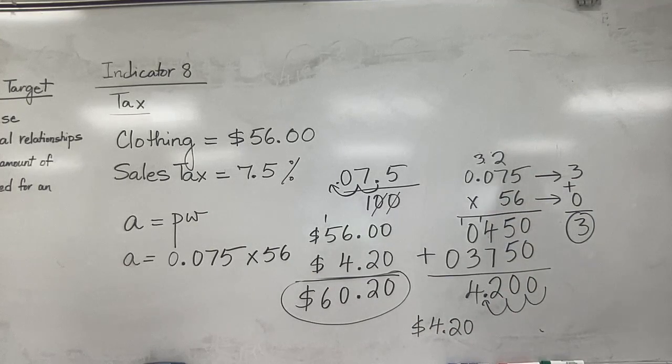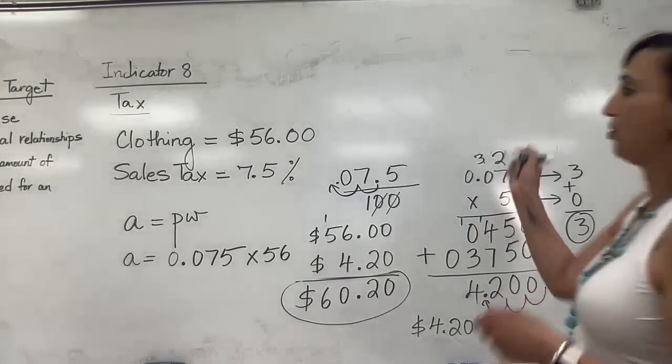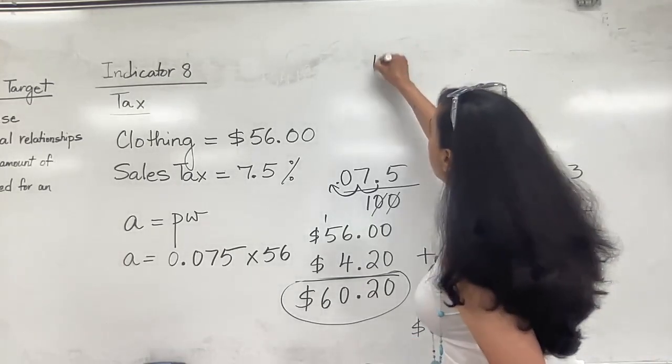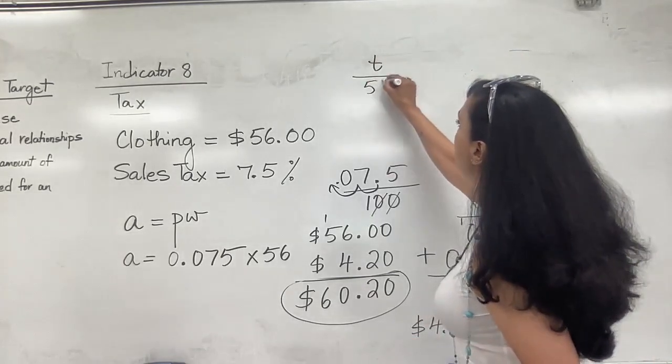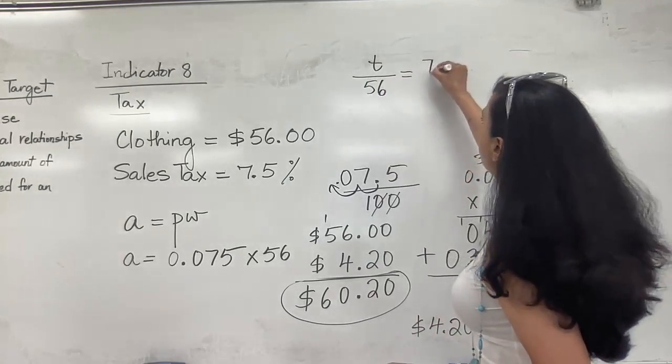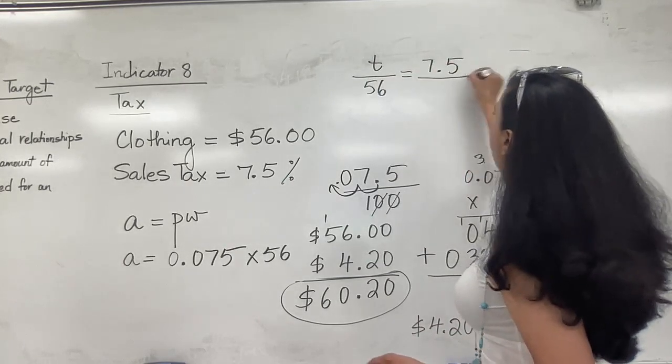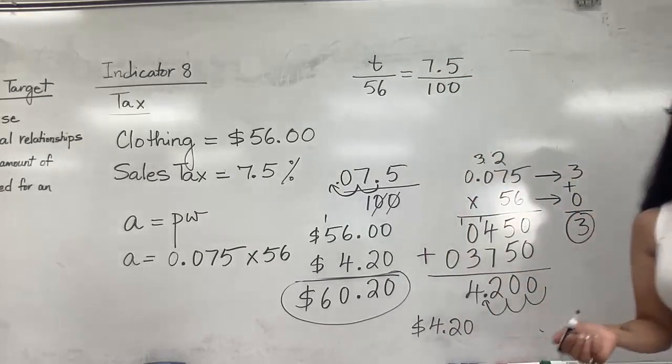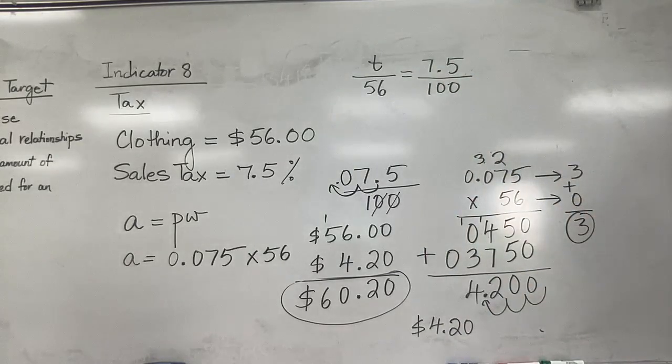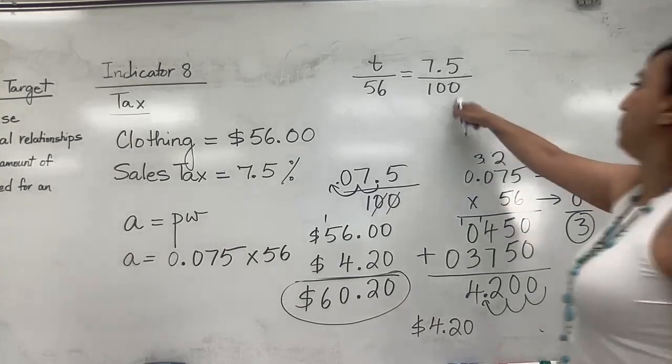Okay. Again, you can use any of the other methods. You can use the proportion method to find the amount of tax. And, you know, so here, same thing. I'm just going to write it up here. Tax over 56 is equal to 7.5%. So I'm basically writing out the equation, and then I can just go ahead and immediately divide this out.